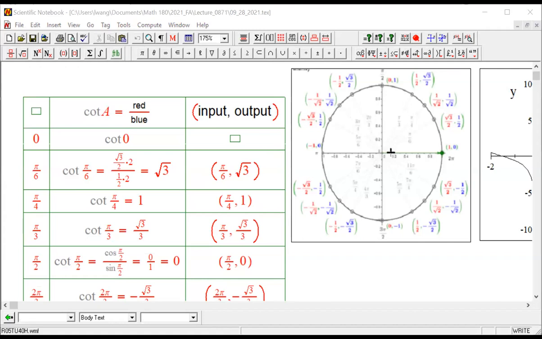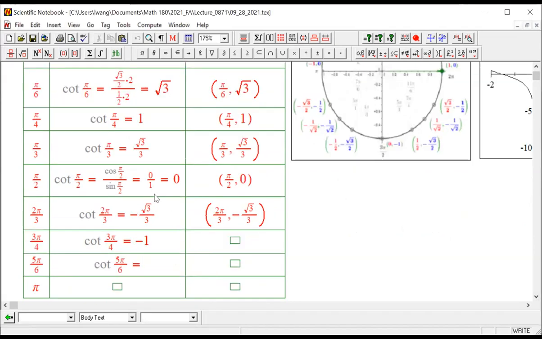You measure the angle from the standard position, counterclockwise, and you end up here. The point on the unit circle is a point chosen on the terminal side, the red number divided by the blue number. I don't want to repeat myself too much because you'll get bored, but that's the process for each one of them.